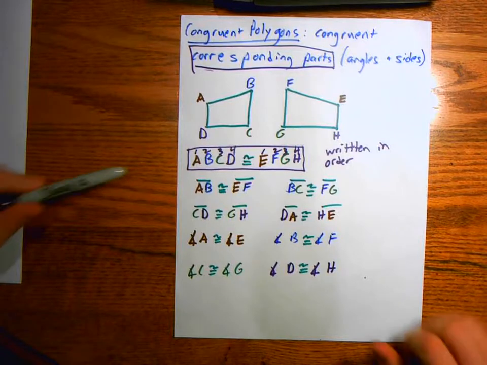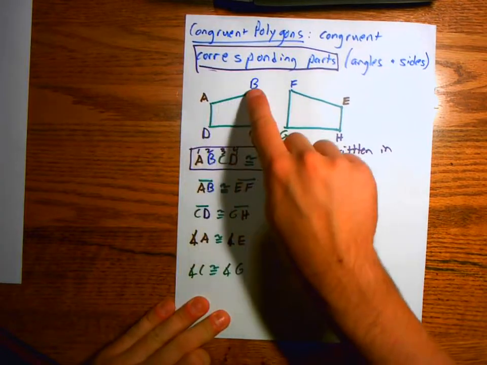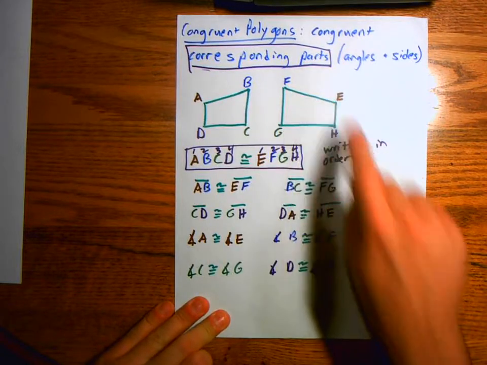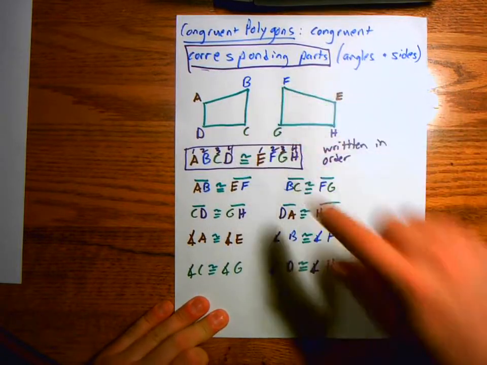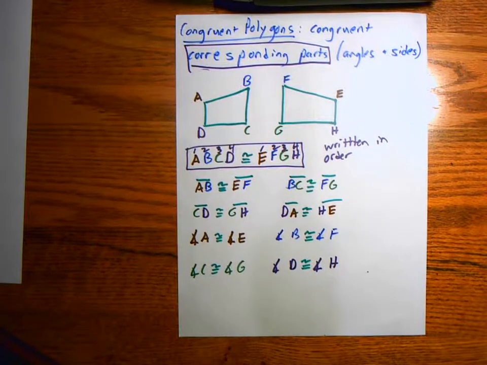And down here I've also written a few other congruency statements that take each segment and match it with the other, AB to EF, BC to FG, and so on and so forth with the rest of the angles as well.